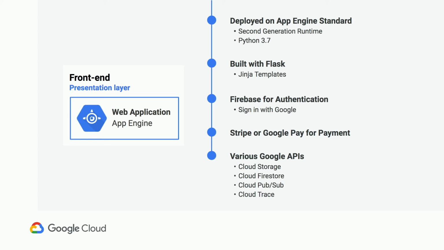Now, in terms of what a front-end web application is, let's take a closer look at it. It's a very standard web application that's developed in Python 3.7. We are using the Flask micro framework, templating with Jinja. We are using Firebase for authentication to handle all of our sign-ins. And we integrate with Stripe and Google Pay for payments. We also leverage various Google APIs, such as Cloud Storage, Cloud Firestore, Cloud Pub/Sub, and Cloud Trace for monitoring and logging.